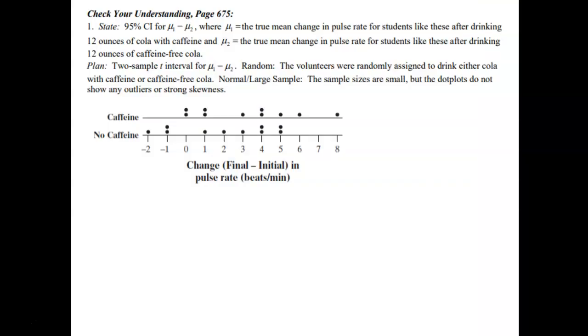So if you look at that interval, which is here, 0 is included in the interval. Because of that, 0 is a plausible value, meaning it would be plausible to say there's no change in pulse rate. So we don't have convincing evidence that drinking the caffeine will change the pulse rate.